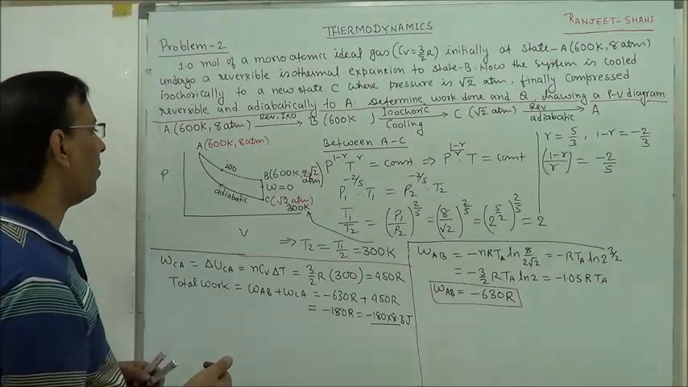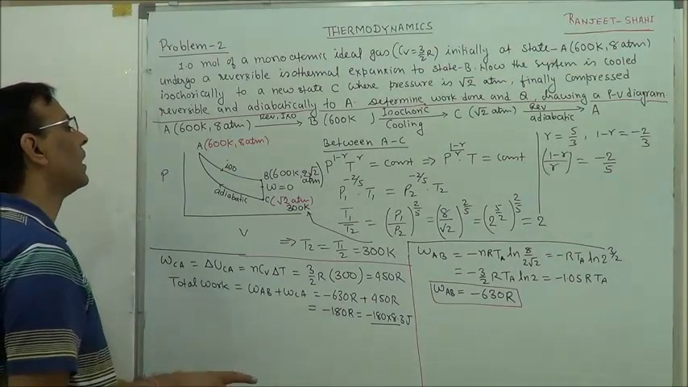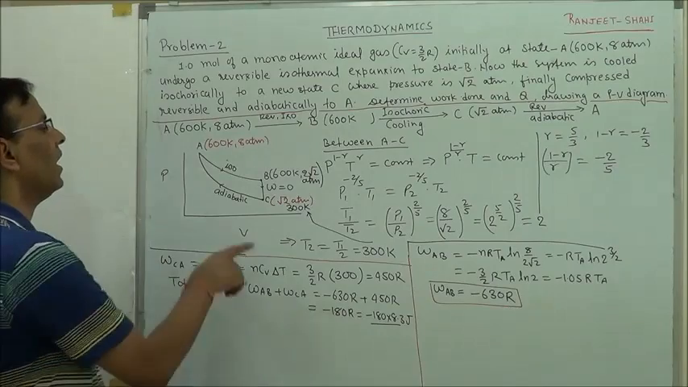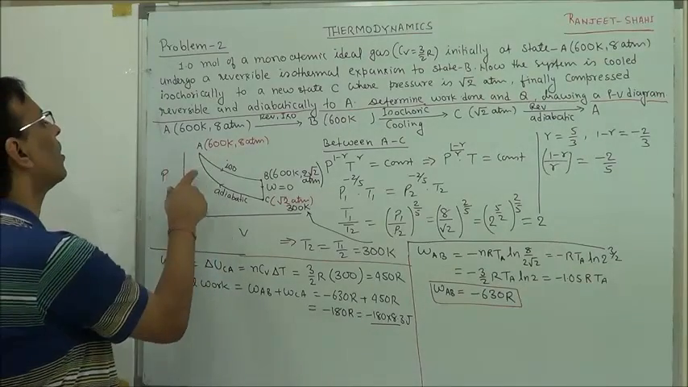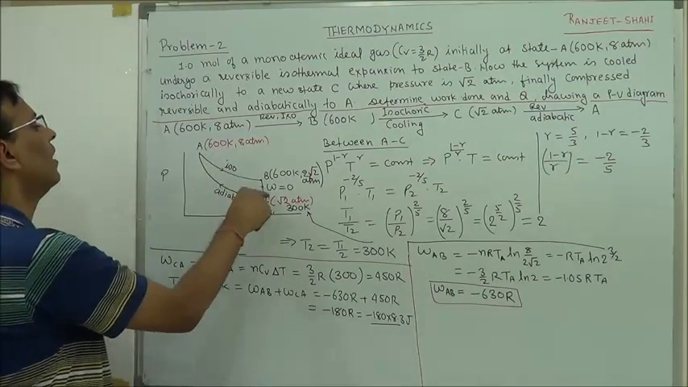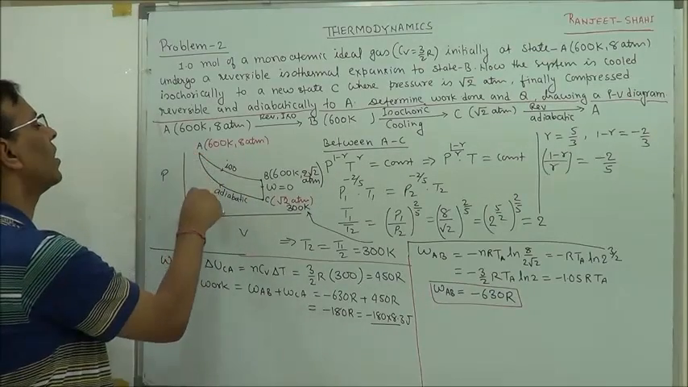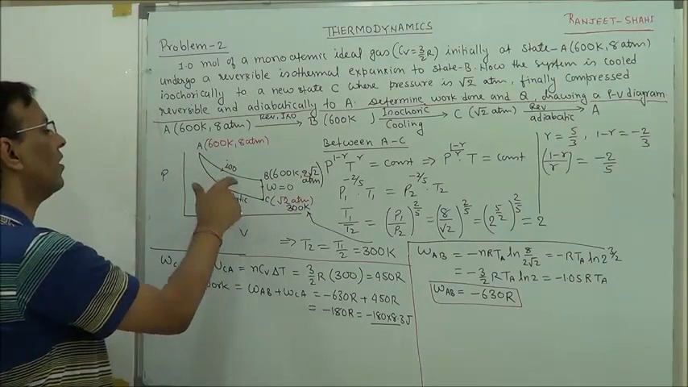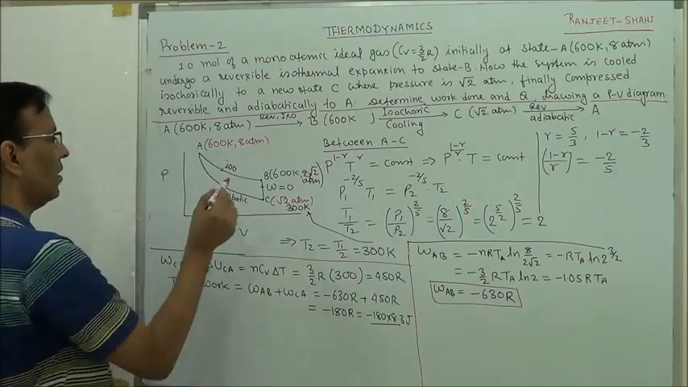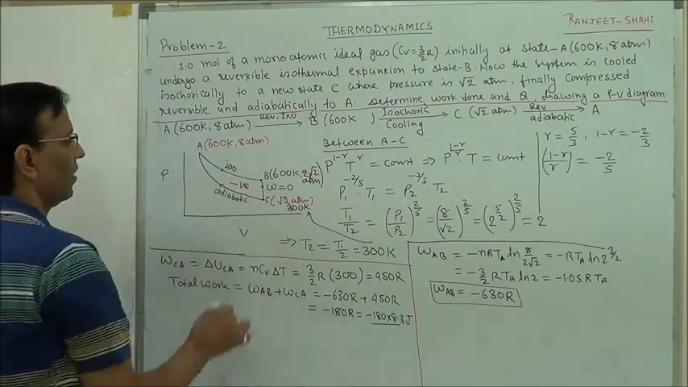And it is negative, which is quite obvious. It has to be negative since the area under the isothermal curve is more, which is negative. Area under the adiabatic curve is less, which is positive. So the resultant will be negative. This is the negative work.